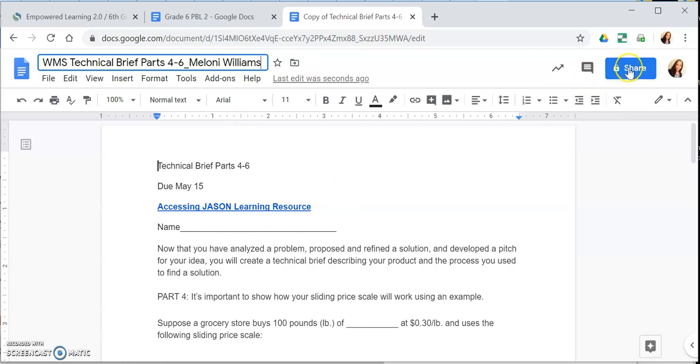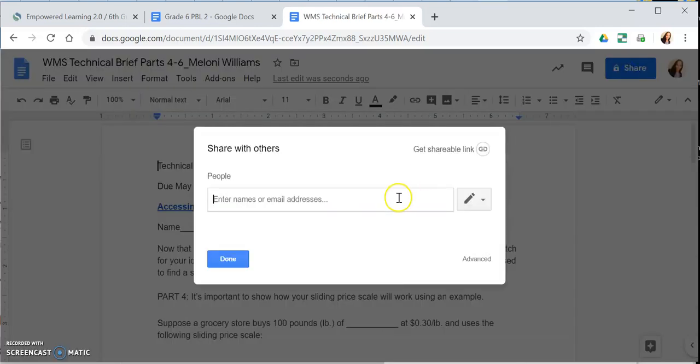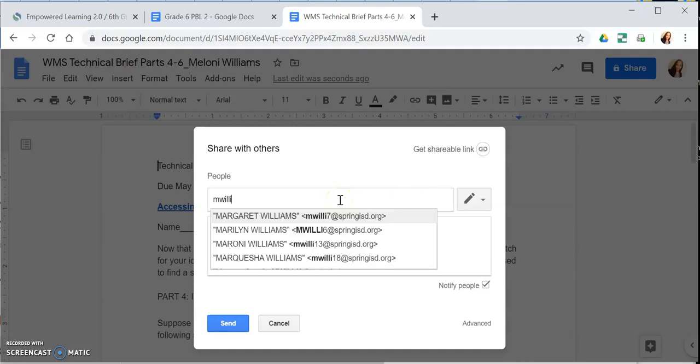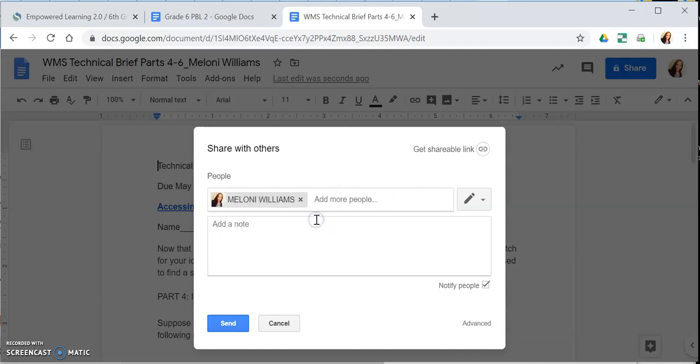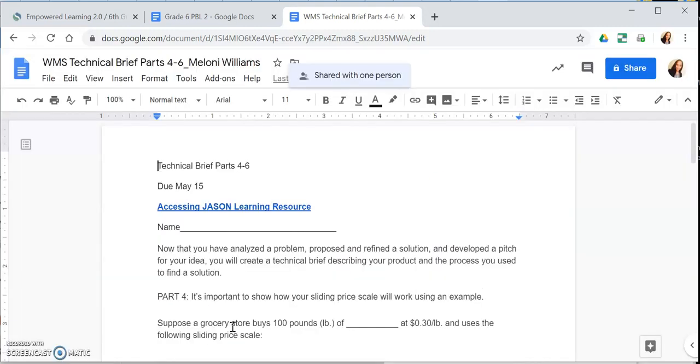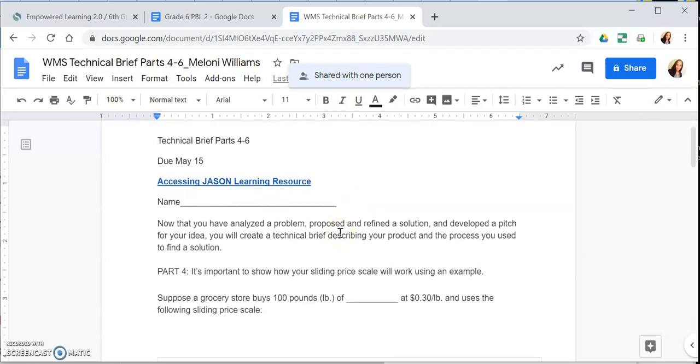At the end of the title, we're going to add our name to make the document our own. And then we're going to select share and type in our teacher's email address so that we can share it with our teacher so she can grade it. Make sure that the icon is the pencil so that she's able to edit the document and provide the grade. Click send, and it will say shared with one person. That's how you'll know that your teacher has access to the document. Okay, so the first part of the assignment asks us to add our name to the document. So we're going to go ahead and add our name here as well.